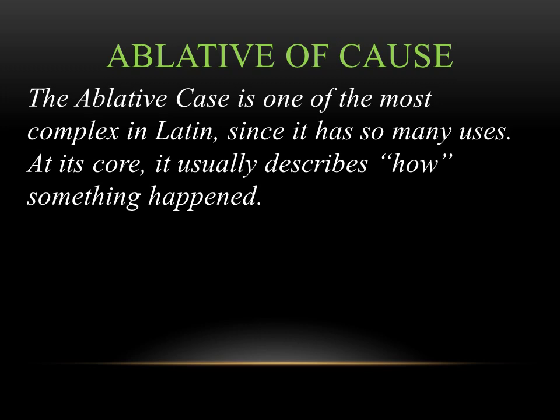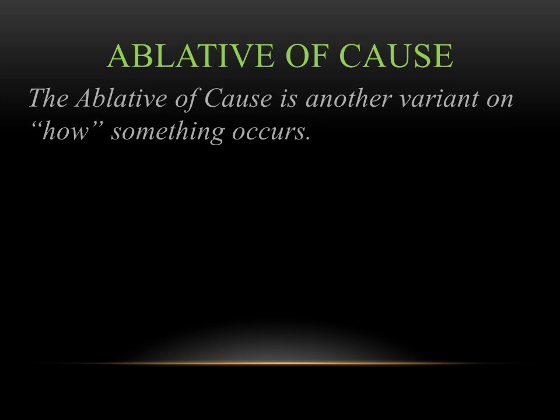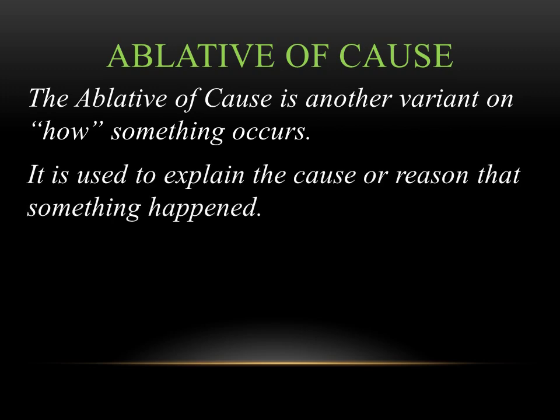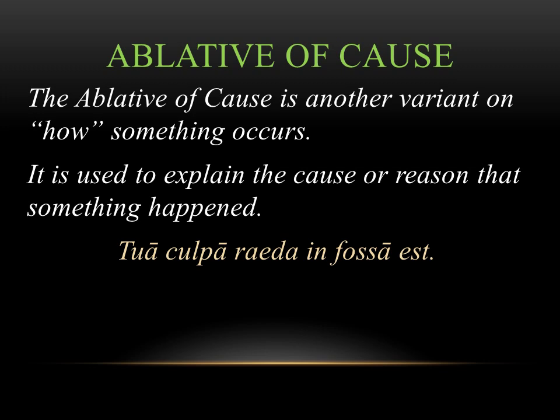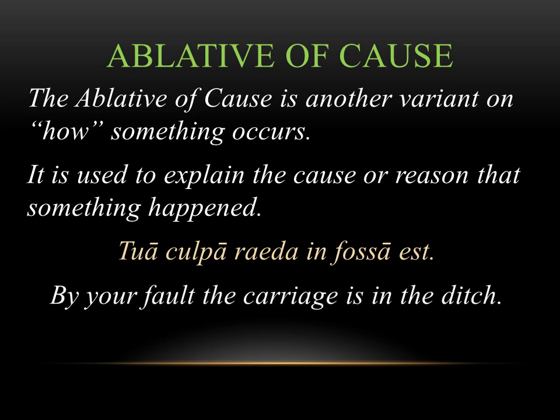So at its core, it usually describes how something happened. This new use, the ablative of cause, is just another variant on how something occurs, and it's used to explain the cause or reason that something happened. So for instance, if we had this sentence, tua culpa raeda in fossa est, we would translate it, it's by your fault that the carriage is in the ditch.